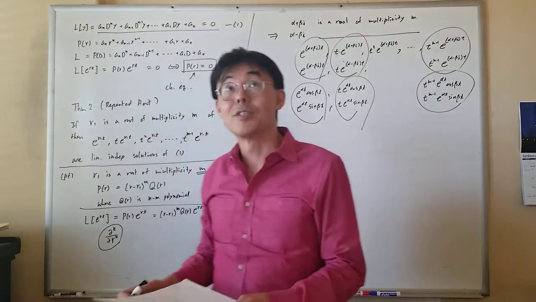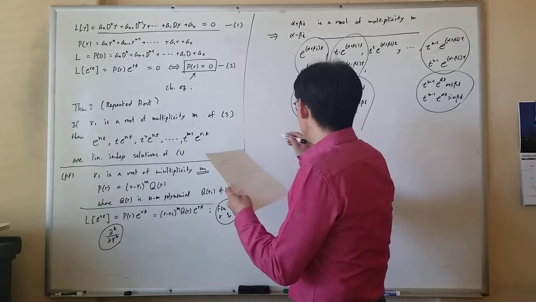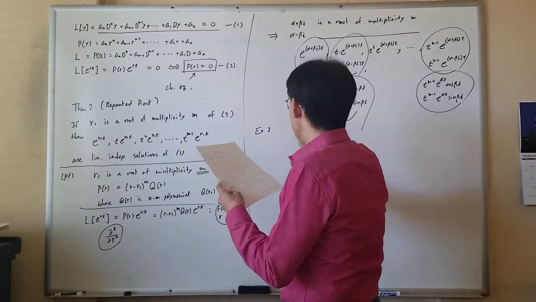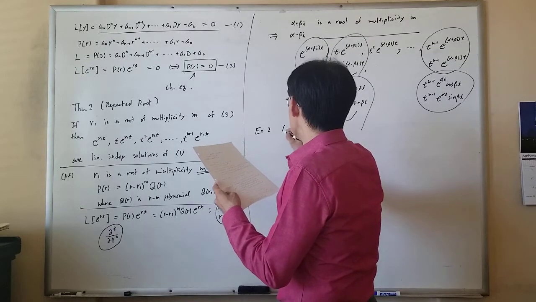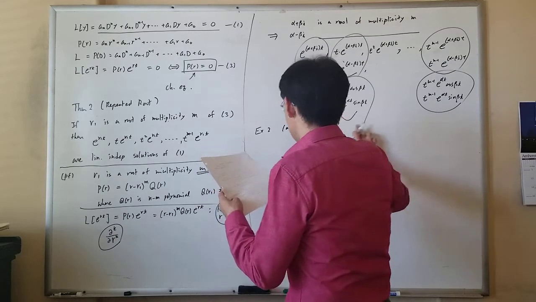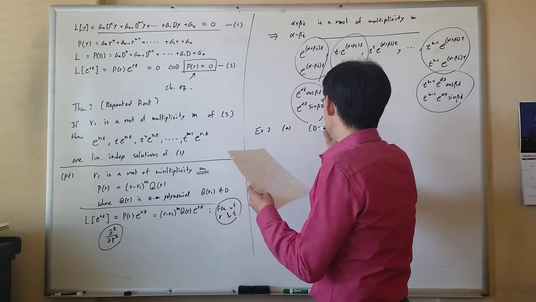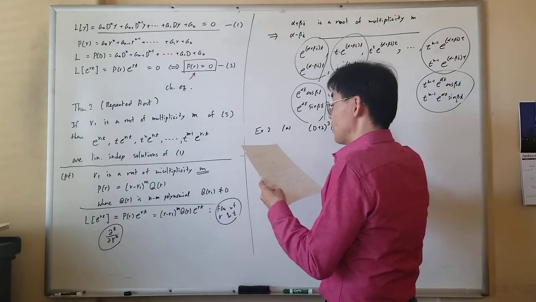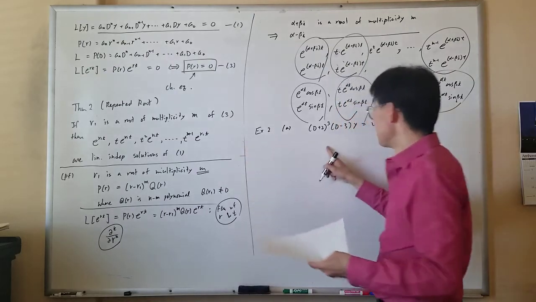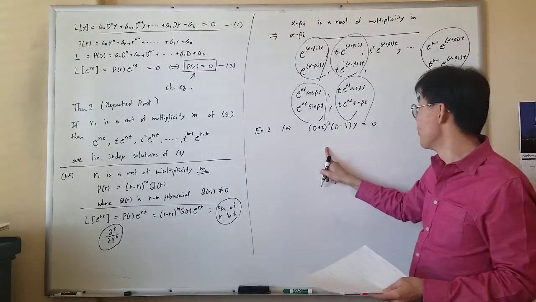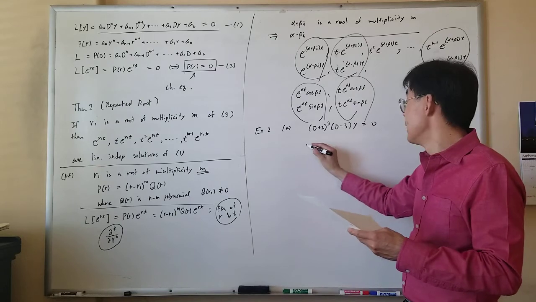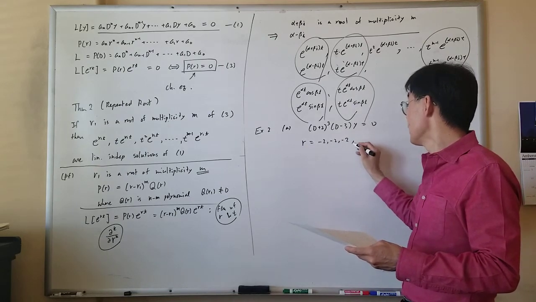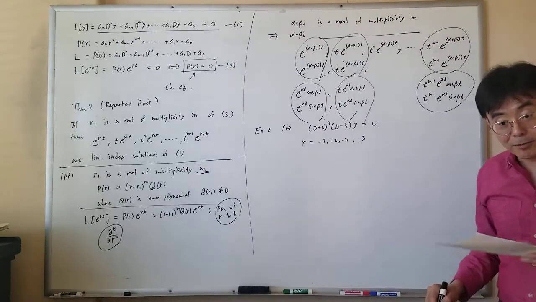Okay? So, in example 2, find the general solution when you have... I just gave you basically all factored form, right? So your root of the characteristic equation is a triple root here and a single root here, all right?